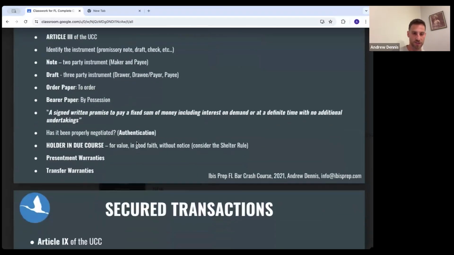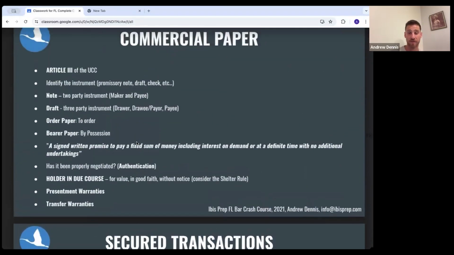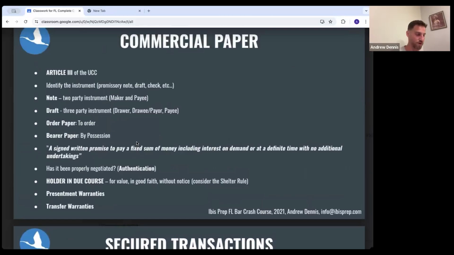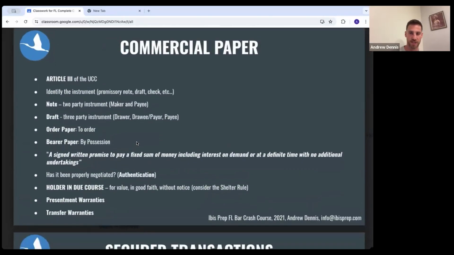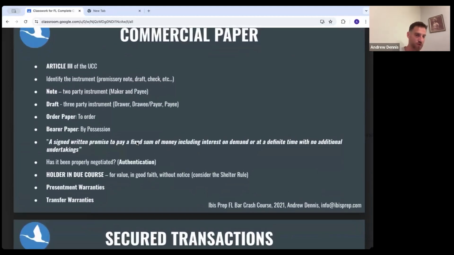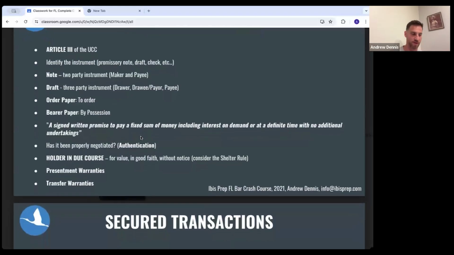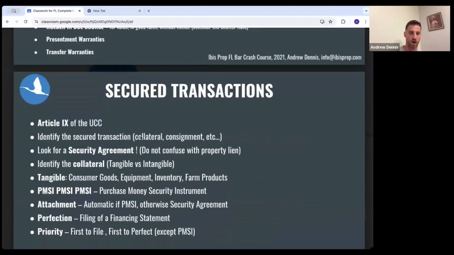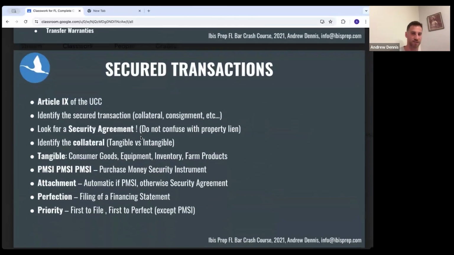Okay, let's talk about secured transactions. Does anyone have any questions about commercial paper at all? Pretty solid. Don't get weighed down in commercial paper. It's a subject that you can do well in if you just know the basics, and I think I just went over them. Okay, let's talk about secured transactions.